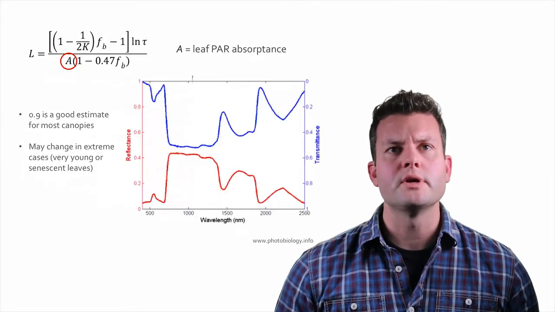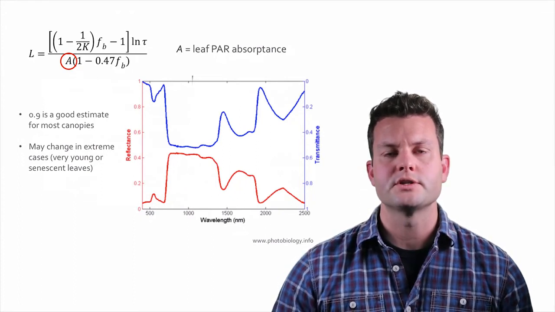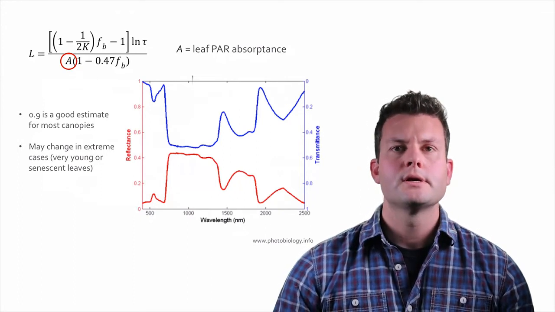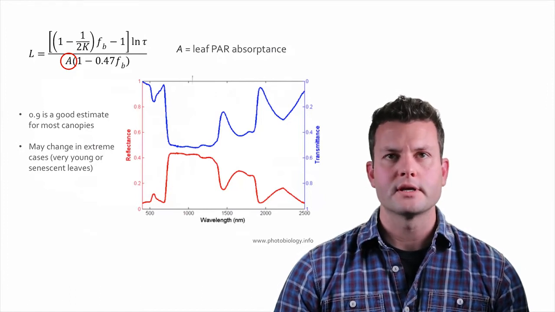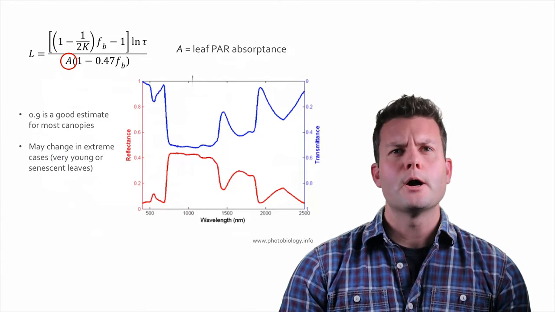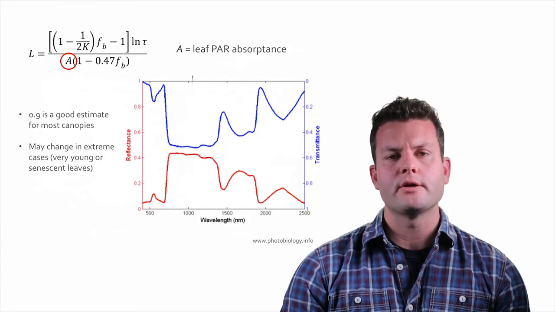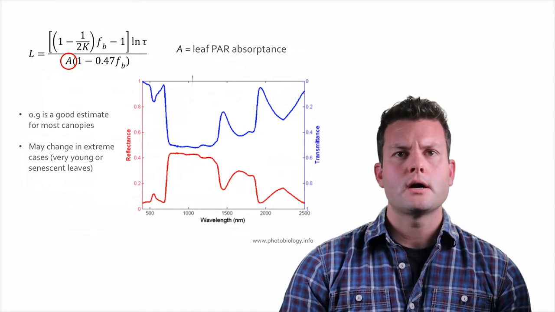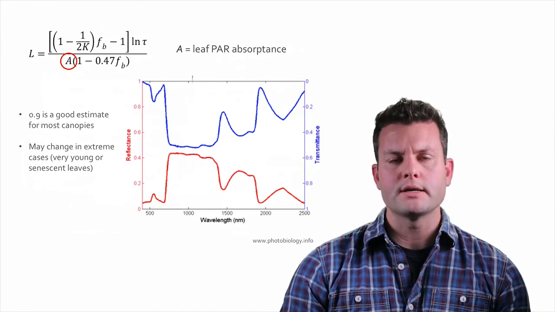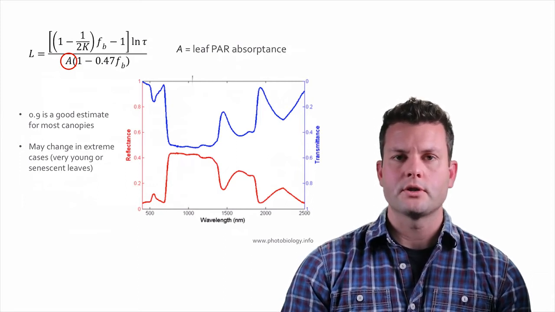Okay, so the last term in the LP80's leaf area index model is A, which is leaf absorptance in the PAR, or photosynthetically active region of the electromagnetic spectrum. In the LP80, A is fixed to a value of 0.9. And 0.9 is a very good estimate of absorptance for the majority of canopies out there. Absorptance doesn't change a lot.